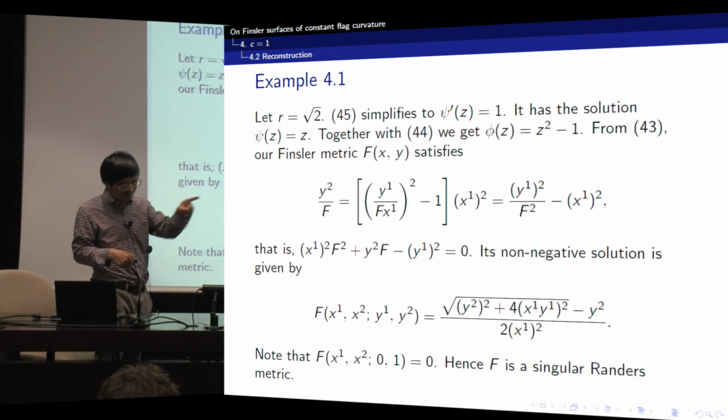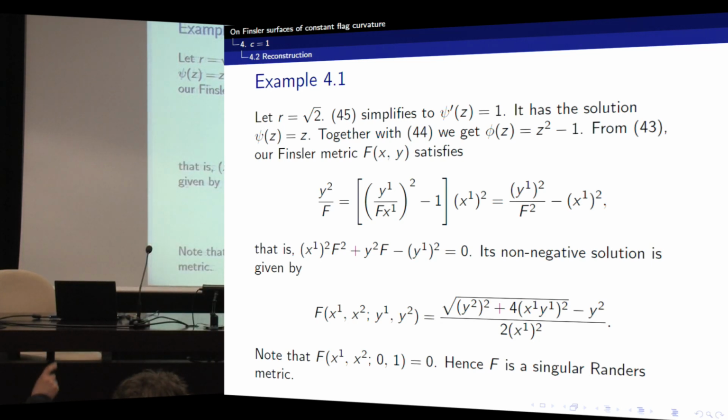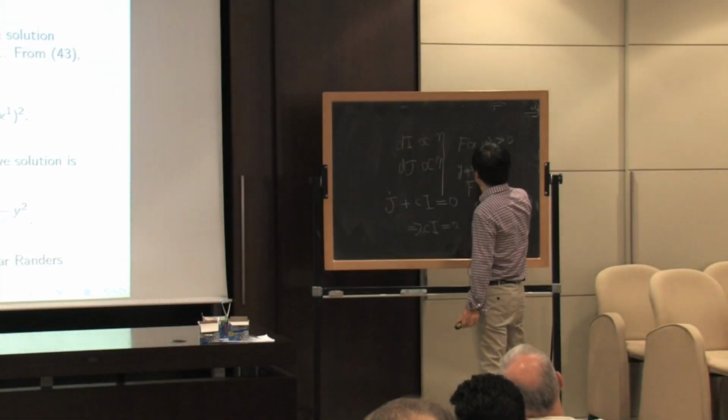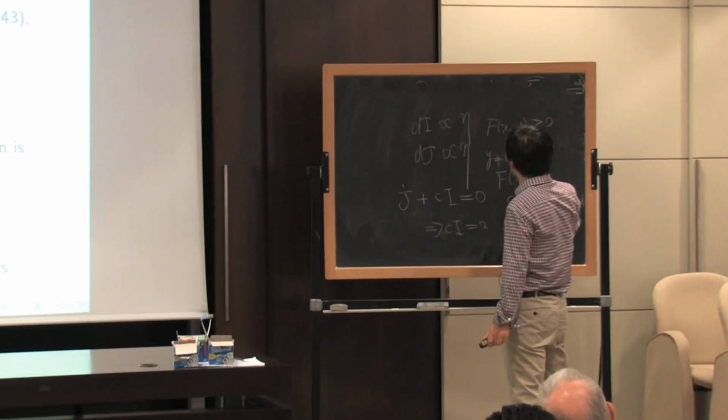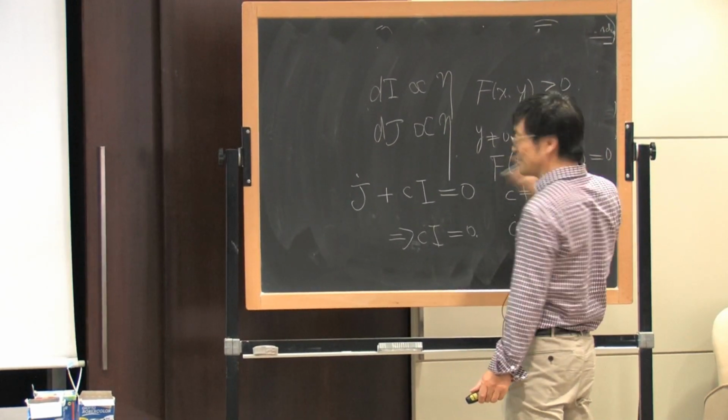So in some direction, F can equal 0. But this is only one direction, right? Yes. It means that in the regular case, F(x, y), if y is non-zero, is positive. But in our case, F(x1, x2; 0, 1) is equal to 0. So this is singular.